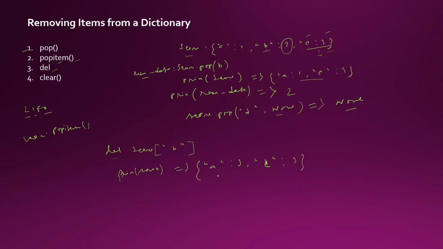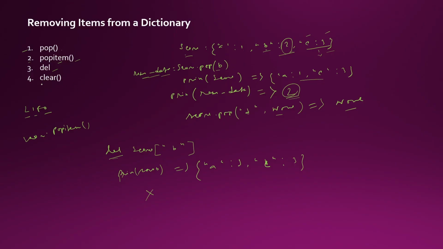In case of del, the removed value will not be stored. Whereas with pop, we can store our deleted value by creating a new variable. But in case of del, we cannot store our deleted value. So whenever we just want to remove a value and we don't bother about the removed key and value, we can use del. But if our project requires us to store the removed value, then we can use pop. Based on your project, you can use either pop or del.